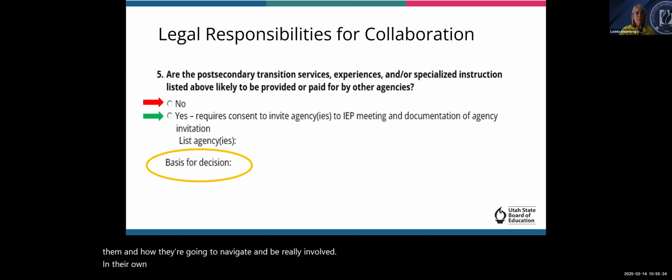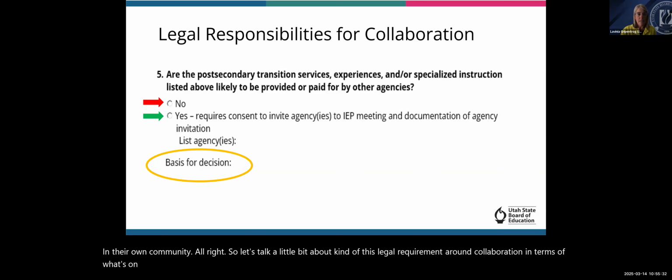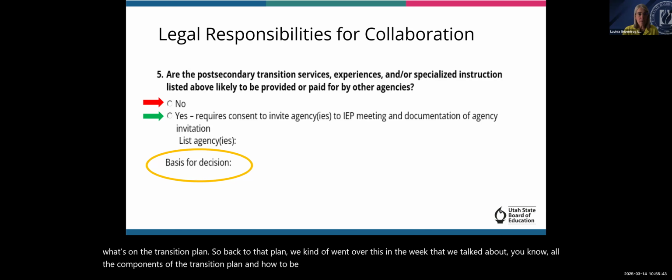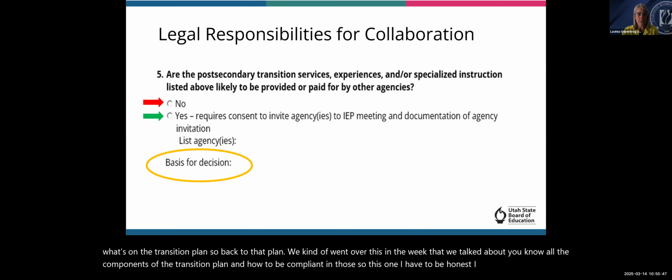All right, so let's talk a little bit about this legal requirement around collaboration in terms of what's on the transition plan. So back to that plan, we went over this in the week that we talked about all the components of the transition plan and how to be compliant in those. So this one, I have to be honest, I don't like the way that it is worded.